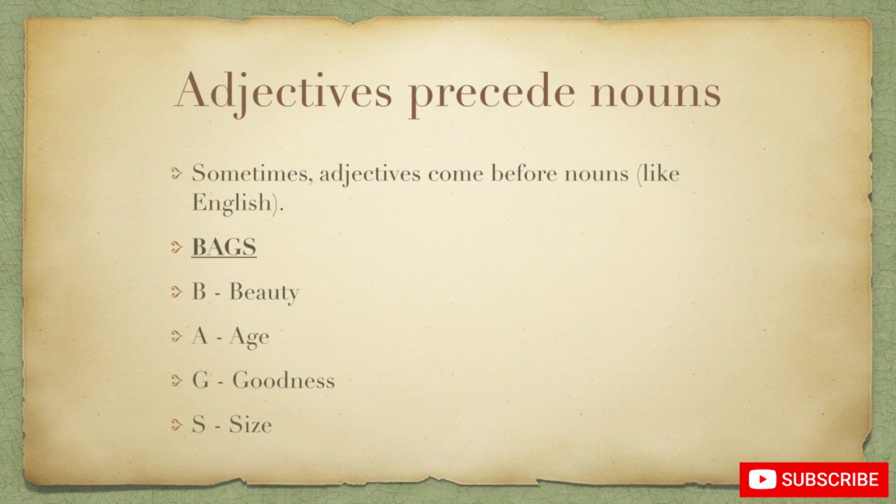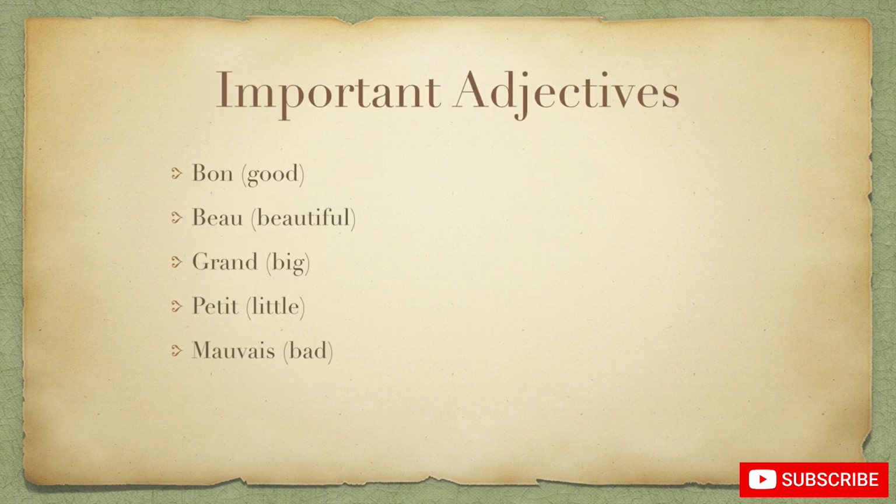An example of age would be le jeune enfant, the young child. Jeune is the descriptive word. Goodness would be le bonhomme, so the good man. Bon is the adjective, and then size would be, an example would be la grasse fille, so like the fat woman would be another example. Other important adjectives are bon, which is good, beau, which is beautiful, grande, which is big, petit is little, and then mauvais is bad.